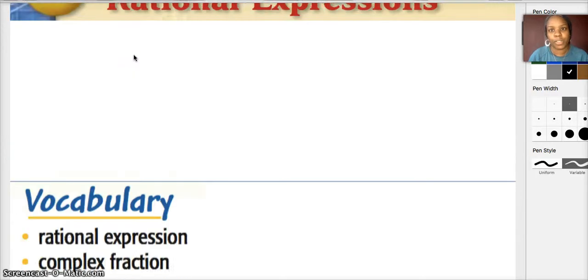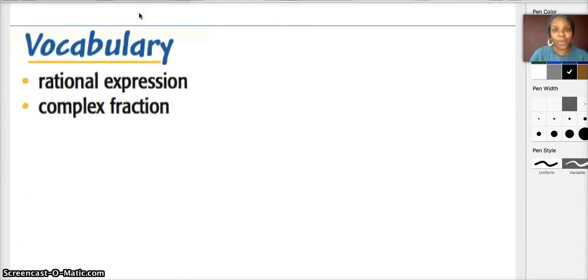Well, the first thing we want to do is get to some vocabulary. The vocabulary for today would be rational expression and complex fraction. A rational expression is something that you know about. Now, here's the thing. The word ratio is in there. So it's an expression that can be written as a ratio or as a rational number. So we know that a rational number is a ratio of integers, right?